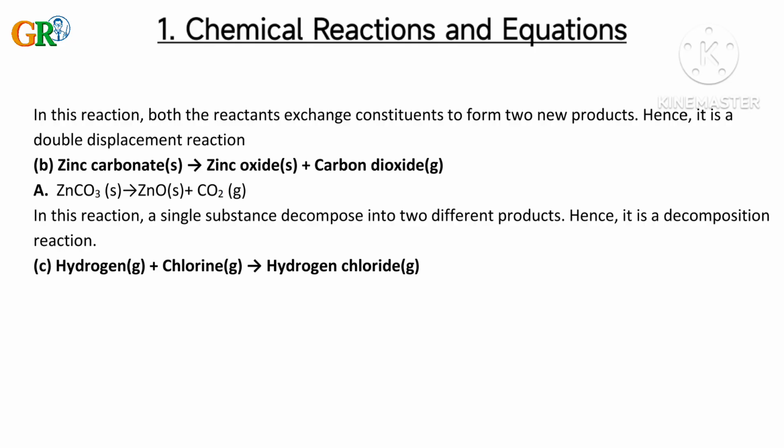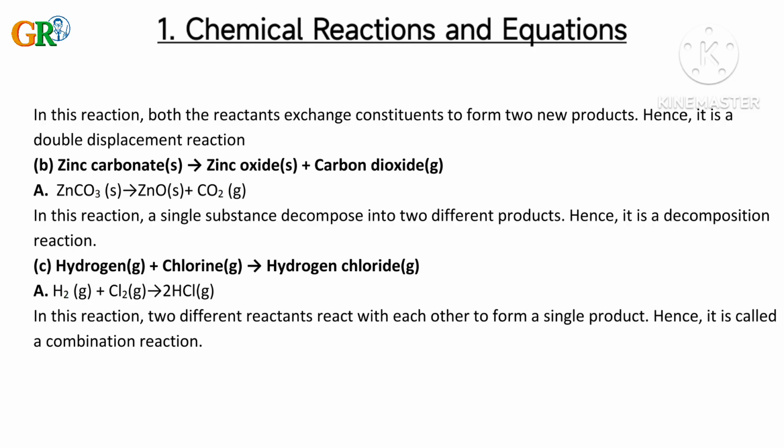C. Hydrogen plus chlorine gives rise to hydrogen chloride. The balanced chemical equation for this reaction is H2 + Cl2 gives rise to 2HCl. In this reaction, two different reactants react with each other to form a single product. Hence, it is called a combination reaction.